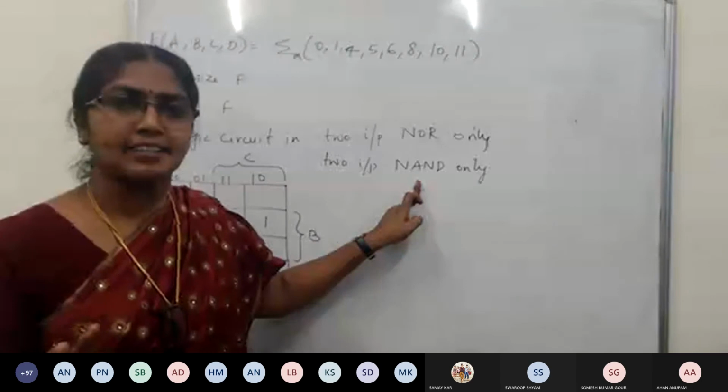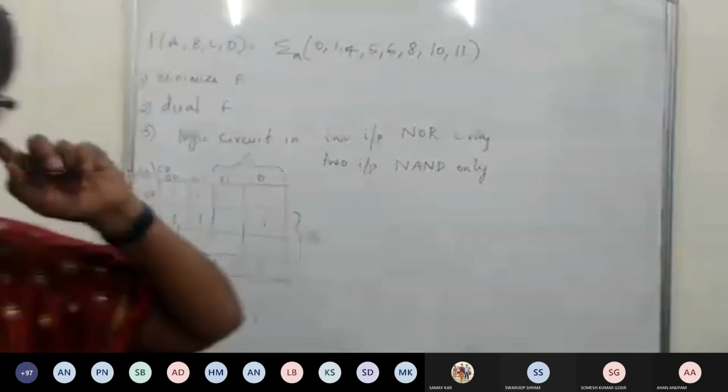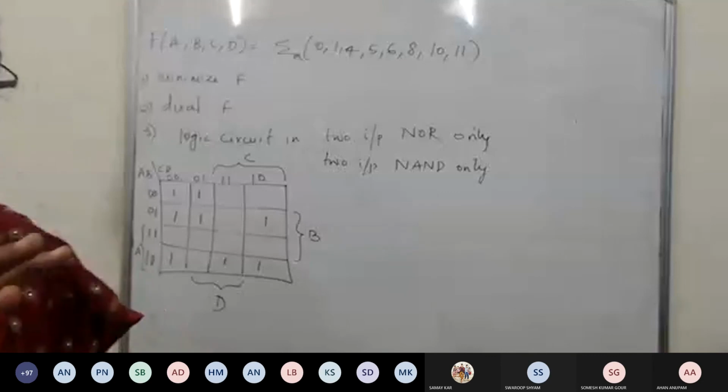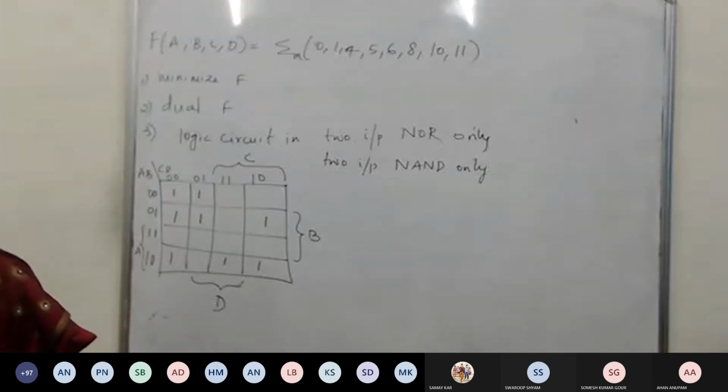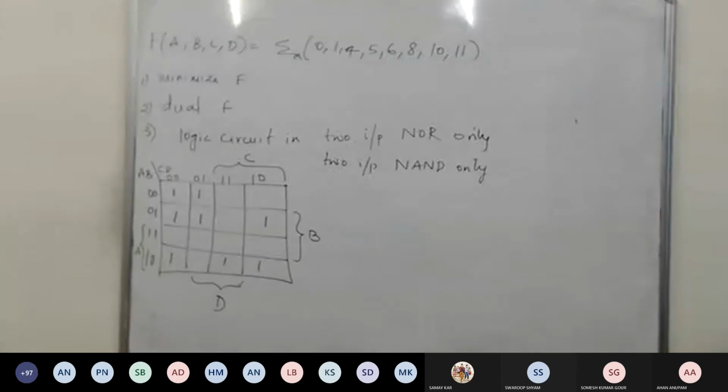2 input NOR only. Right? Now use only 2 input NOR gates. The number of NOR gates to be used, I will provide to you if at all I want. So as of now, use 2 input NOR gates. Done? Anything else? Is that done?